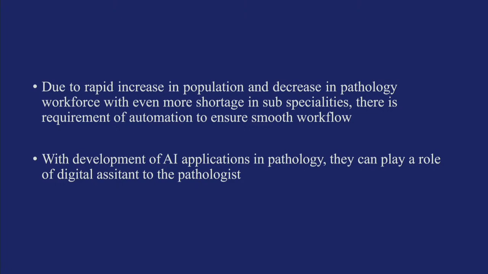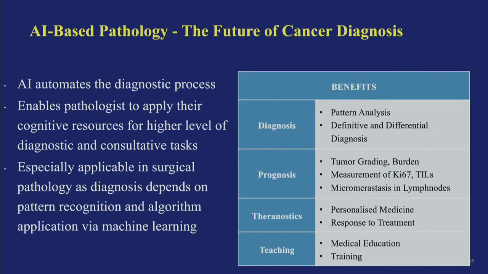To count the number of lymphocytes is a very tedious task, but the tumor infiltrating lymphocytes definitely have a prediction in further treatment. So by using AI, it will help us to delineate the tumor from the lymphocytes and give the accurate count. So basically, AI will automate the diagnostic process, and it will enable the pathologist to apply their cognitive resources for a higher level of diagnostic and consultative tasks.